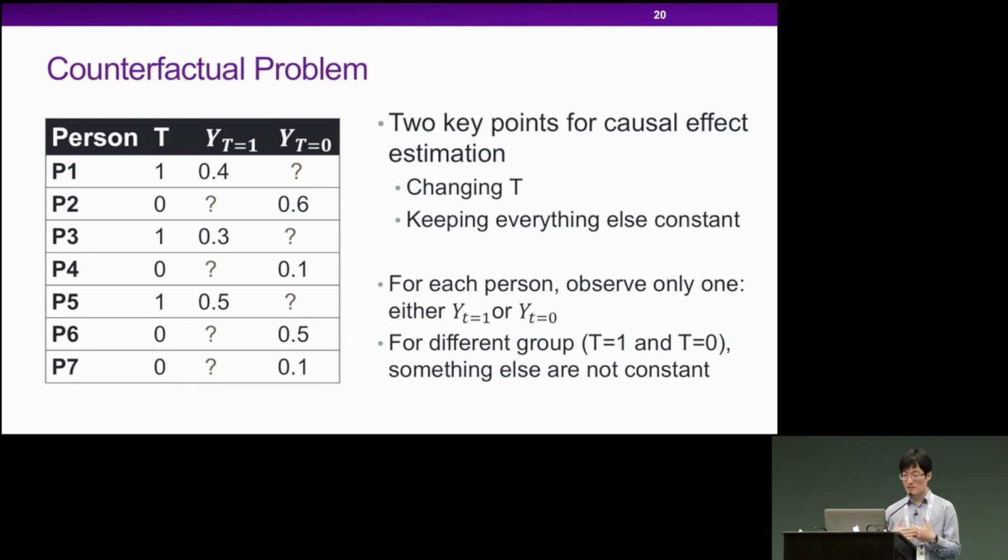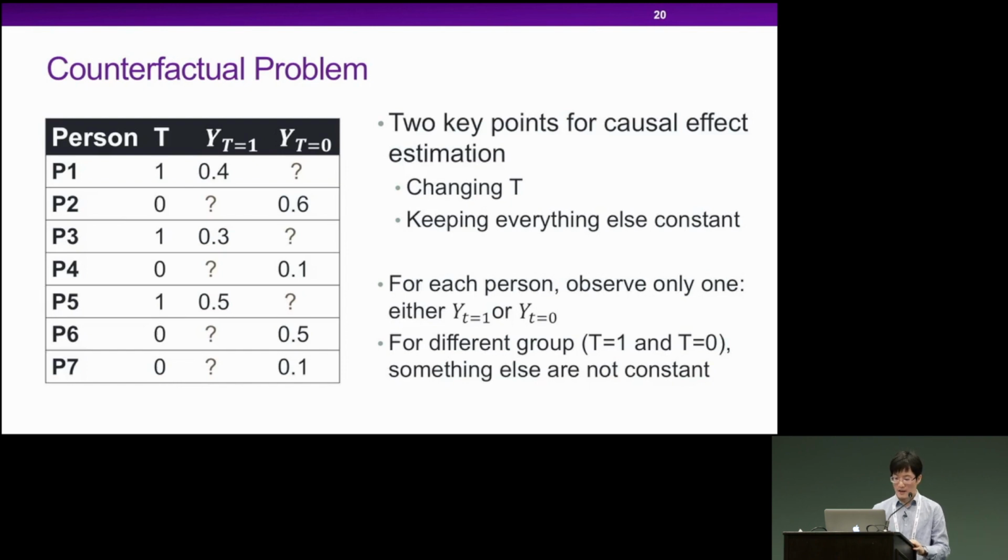So for each person, you can observe only one outcome. For different groups, for example the treated group and the control group, we cannot guarantee that everything else is consistent, because they may have different features and different profiles, right? So we cannot meet the two requirements. One is different groups, and the other is keeping everything else constant.